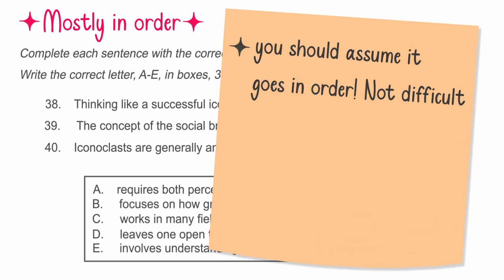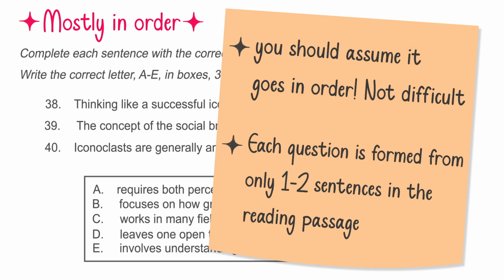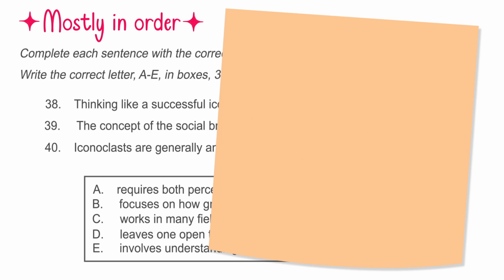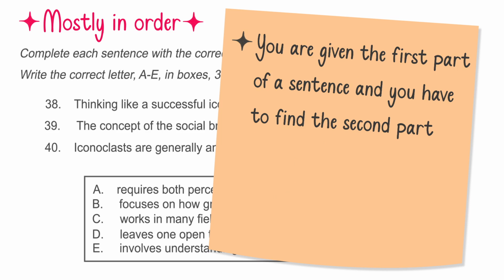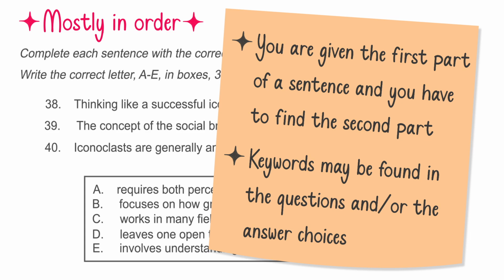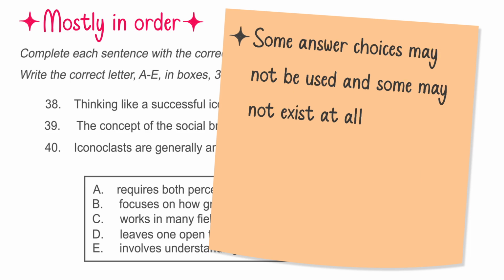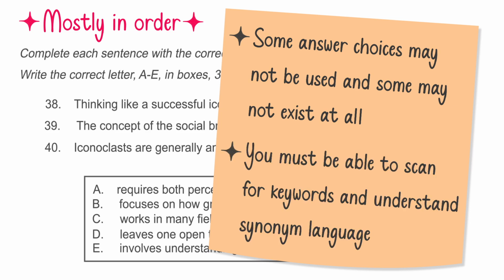And it's not that difficult really to answer this type of question. Each question is formed from only 1 to 2 sentences in the reading passage, and you are given the first part of a sentence and you have to find the second part. Keywords may be found in the questions and or the answer choices. As I said, some answer choices may not be used and some may not exist at all. You must be able to scan for keywords and understand synonym language.